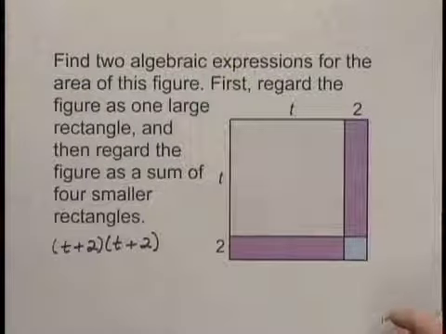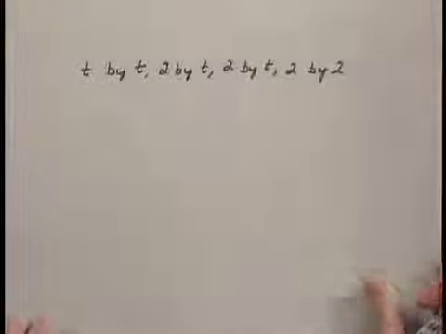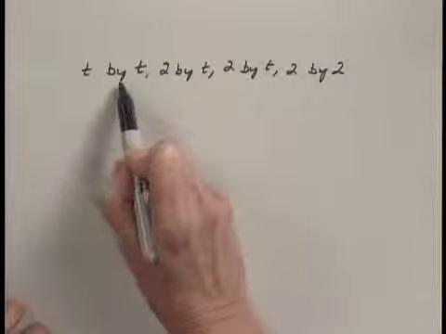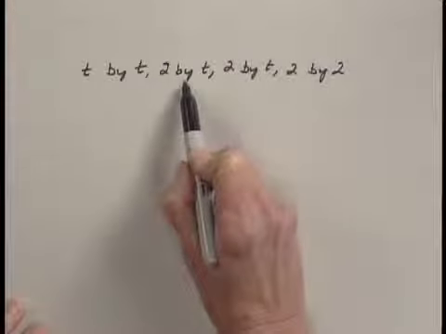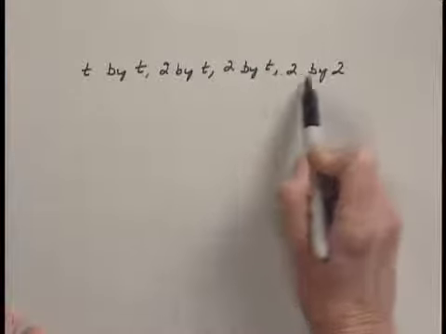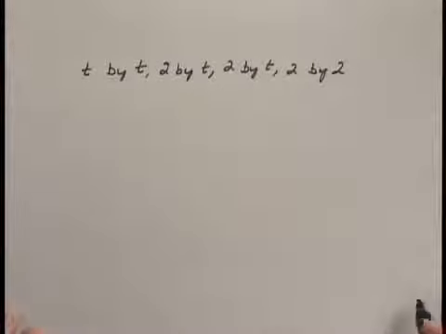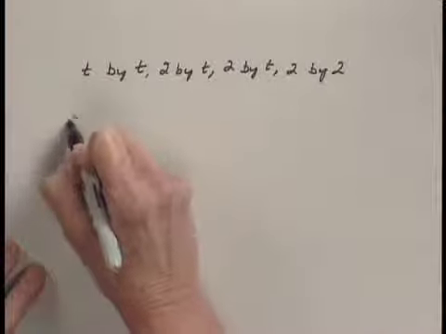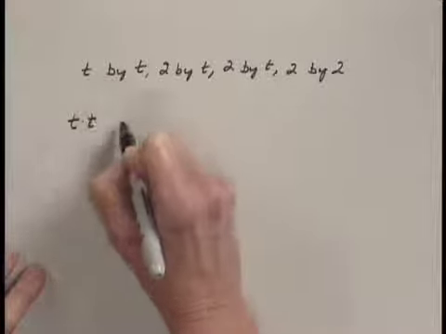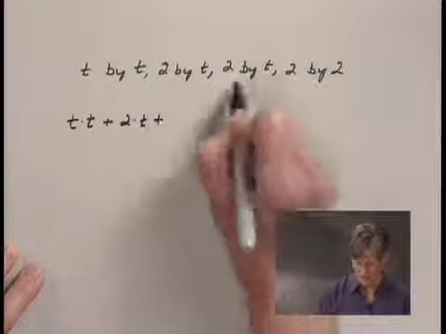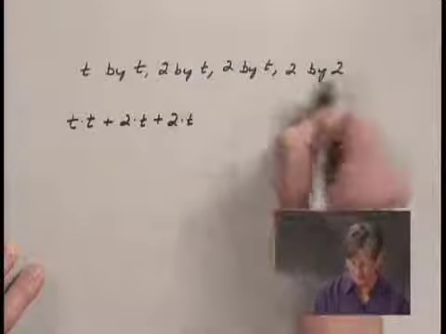2. So what we just said is that, regarding it as four smaller rectangles, one has dimensions t by t, another has dimensions 2 by t, and there's a second one with the same dimensions, 2 by t, and finally the smallest one has dimensions 2 by 2. So if we're regarding this as the sum of the areas of the four smaller rectangles, the areas are going to be t times t, 2 times t, and another 2 times t, and then 2 times 2.